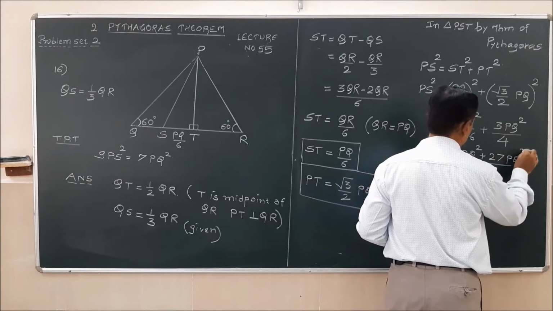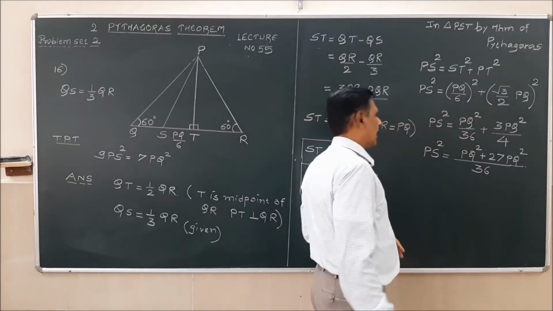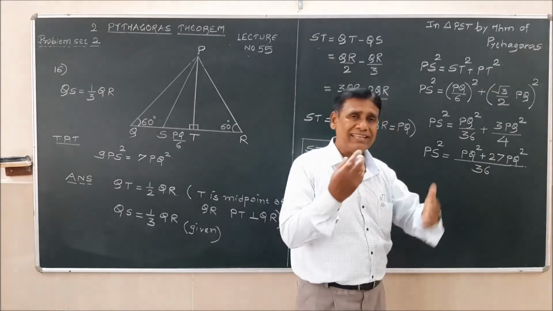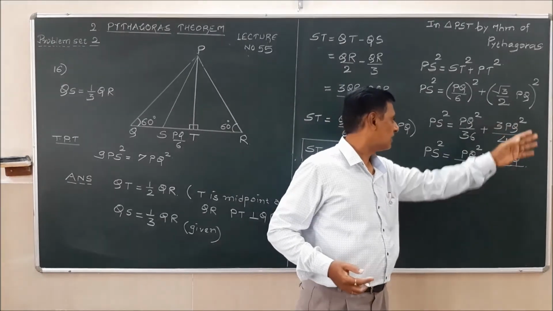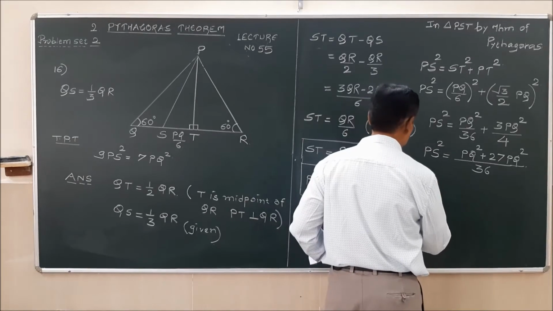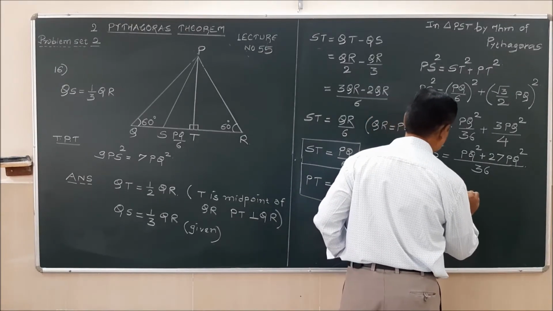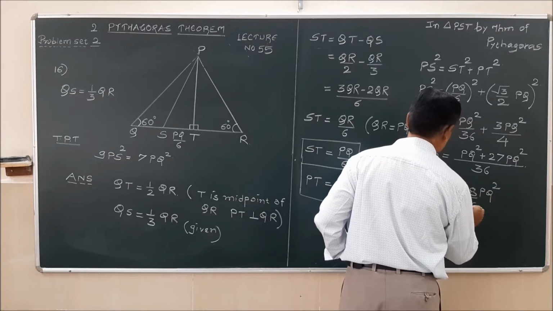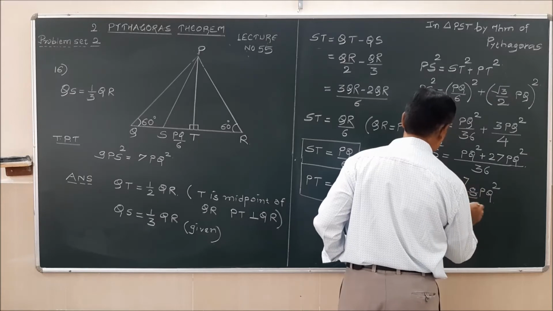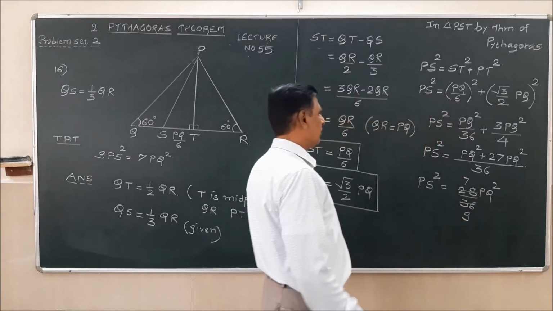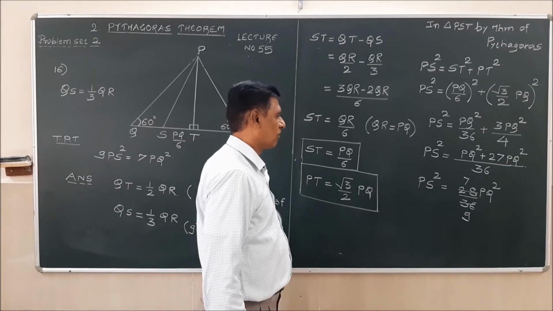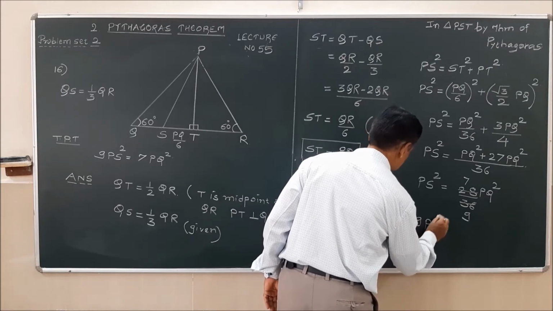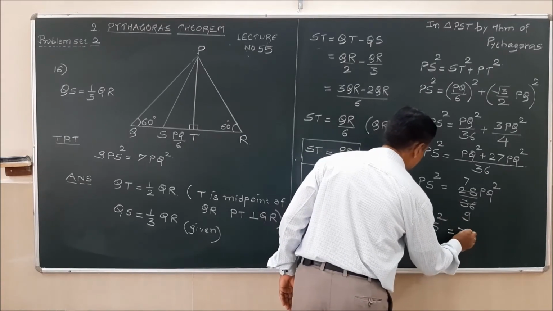Now, if you don't know this, I am sorry. After taking LCM 36, PQ square as it is. 4 nines are 36. So 9 3s are 27. So PS square is 28 PQ square upon 36. So if you minimize them, 4 7s are 4 9s, 9 PS square is equal to 7 PS square.